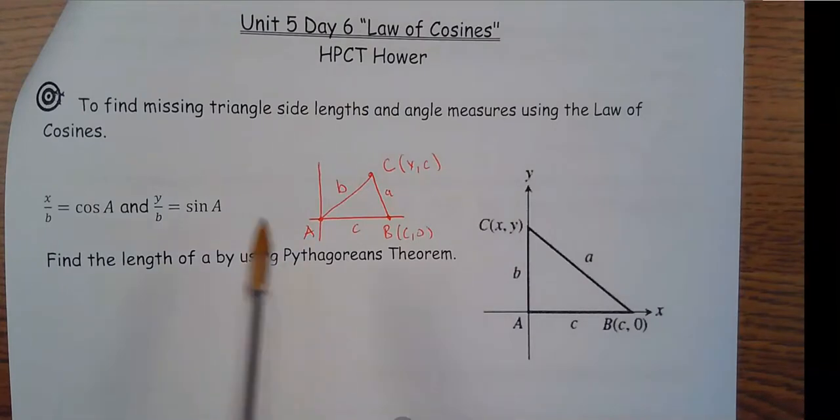Our learning target is to find the missing triangle side lengths and angle measures using the law of cosines. Basically, you want to use the law of cosines when you can't use law of sines. Law of sines is probably easier and more straightforward, and if you can use law of sines, you should probably use it first.